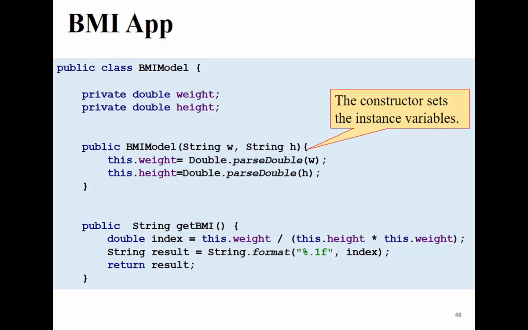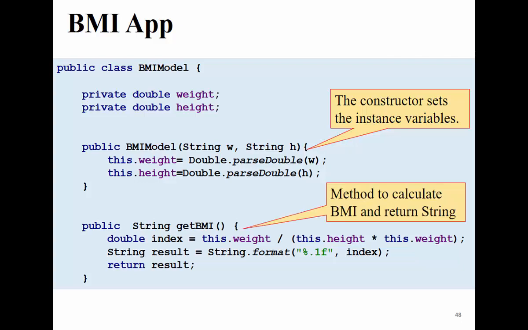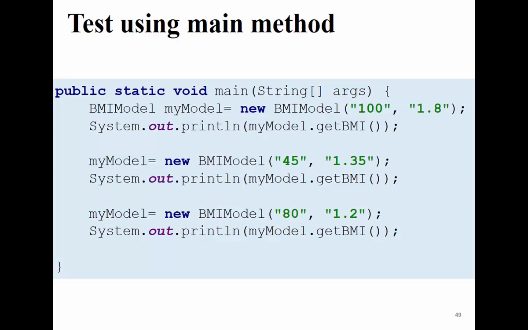Okay. So this is the constructor to set the instance variables. They are private, yes? You cannot access these private double weight and private double height from outside. But you can access them using this from inside. This is the method to calculate and return.